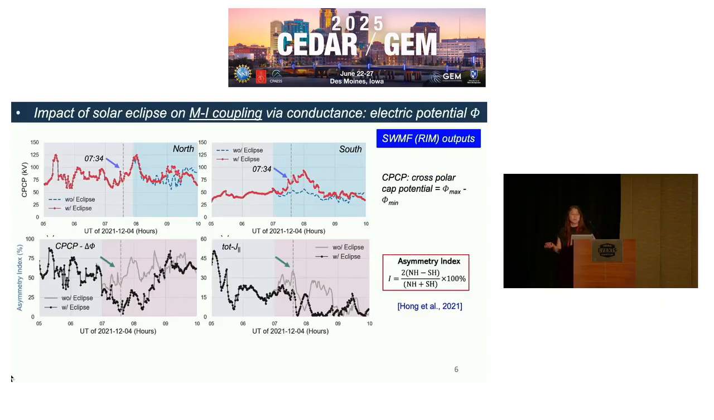and then we get both the polar cap potential and current from the magnetosphere, and we compared those cases with and without eclipse in both northern and southern hemispheres. In the southern hemisphere, where the eclipse happened, you can see the solar eclipse actually increases the polar cap potential, which may be explained as a current generator.